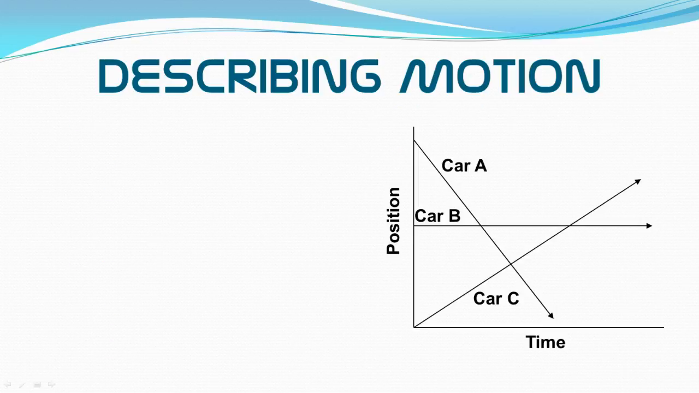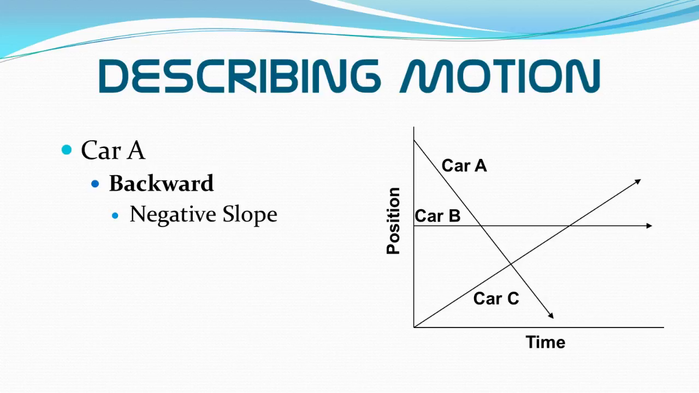When we use our position versus time graph, we can describe the motion of objects with great detail. Let's look at car A. Car A is moving backwards. We know that because it's a negative slope. It's falling on the right. The positive or negative quality of the slope tells you which direction it's moving in a position versus time graph.